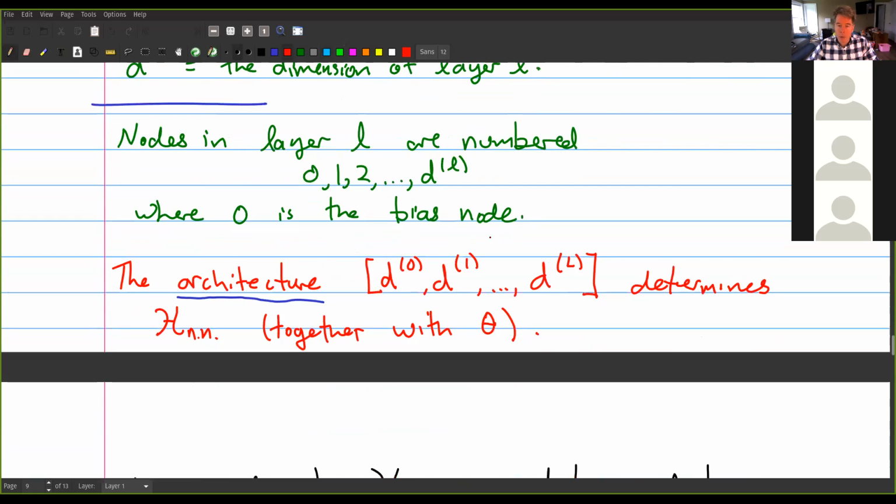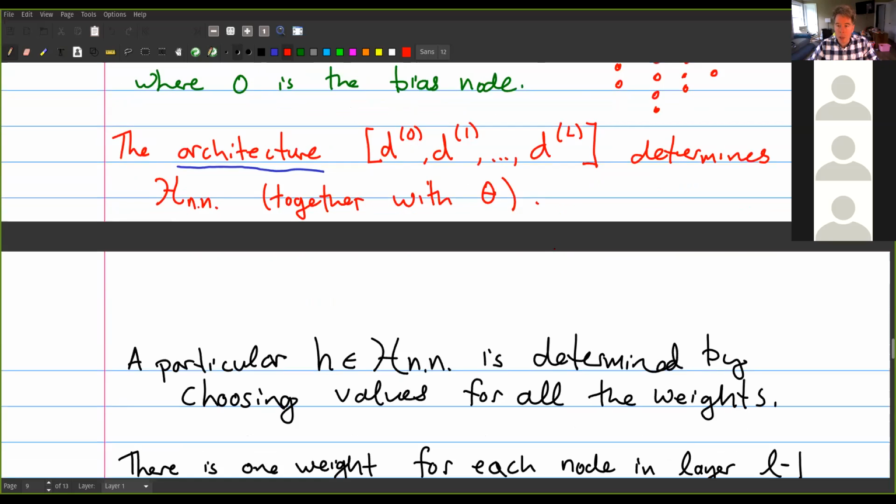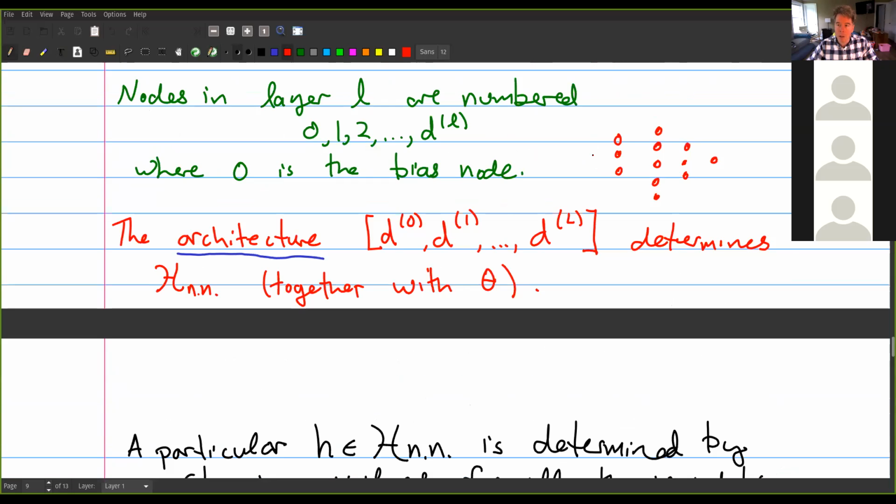So the architecture of the network is just the choice of the sizes of each layer. That says you have so many nodes in the first layer, so many nodes in the second layer, so many nodes in the third layer, and then the last layer. So the number of layers and the number of nodes in each layer almost determine everything about the network. Of course, you also have to say what the activation function is and whether you're doing regression or classification. Aside from that, this specifies the hypothesis class, and then a particular neural network involves the actual values that you end up deciding on for all of these weights.